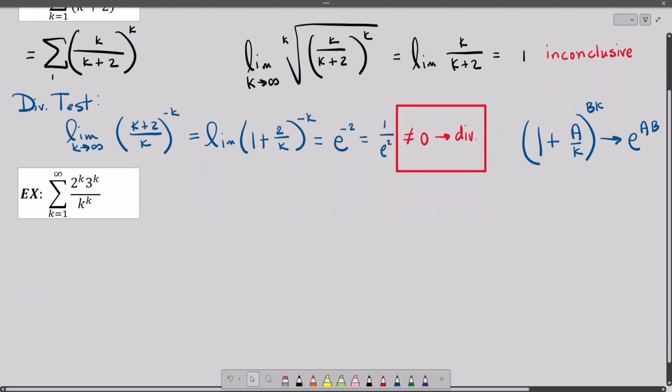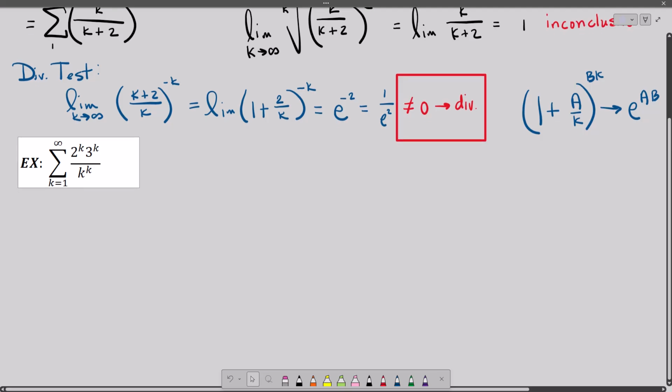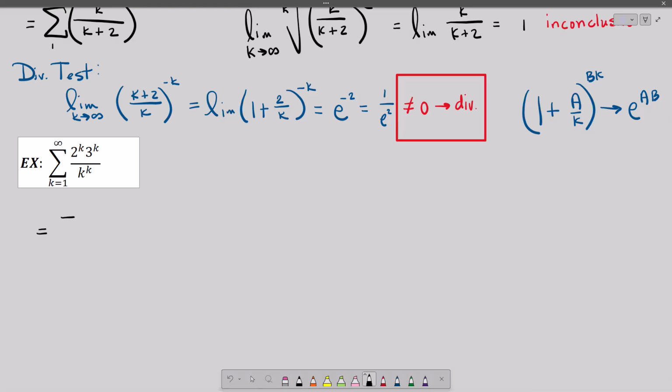Okay, this one is also screaming at us to use the root test. Let's rewrite it once. Well, can we rewrite this easily? You tell me. Can we do something with that numerator? Can we combine the 2 to the k and the 3 to the k?